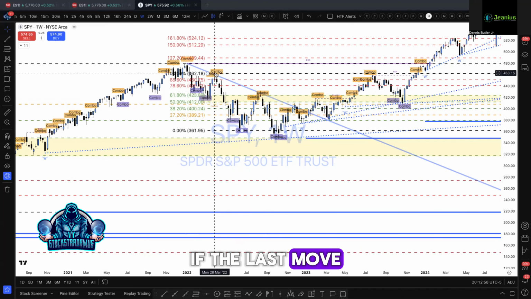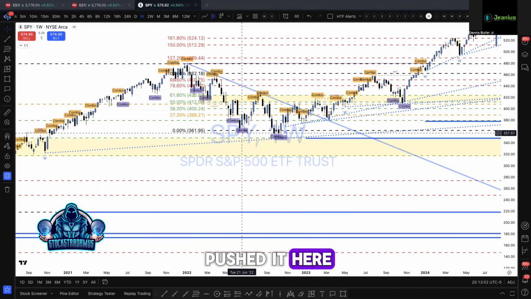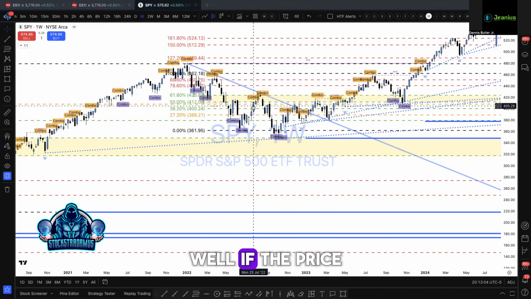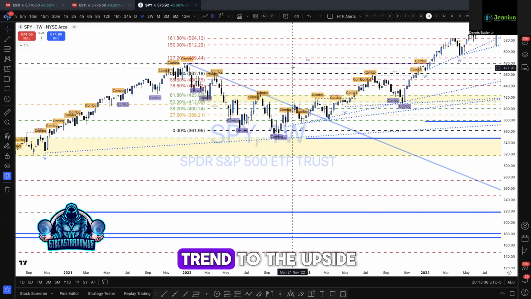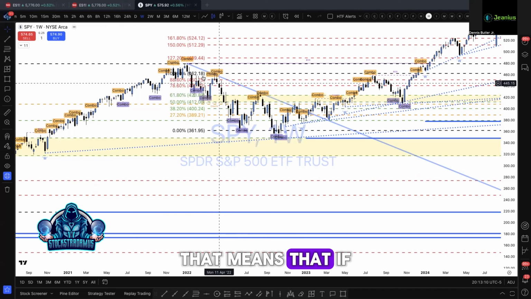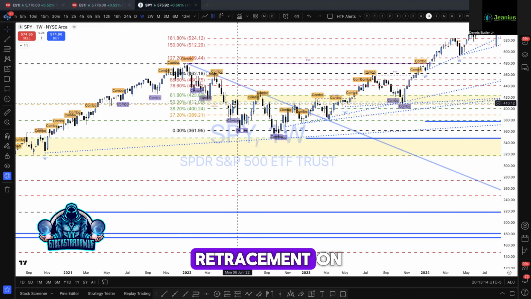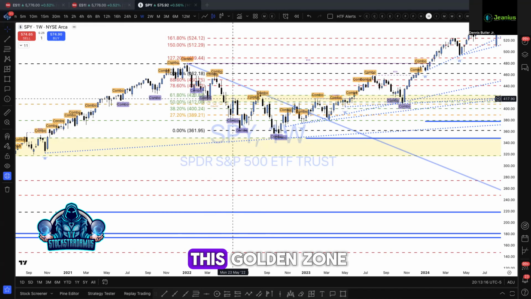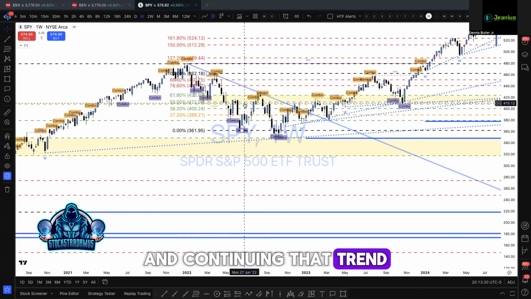So if the last move from the downtrend was already down and the last move pushed it here, you're asking yourself, okay, well, if the price pushes back up, as long as it doesn't form a new high and create a new trend to the upside, that means that if it rejects off of here and it hits this 50% zone on this Fibonacci retracement in this golden zone, then the odds of it pushing down from here and continuing that trend are high.